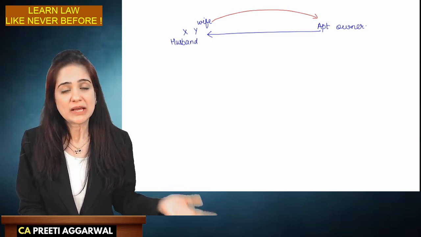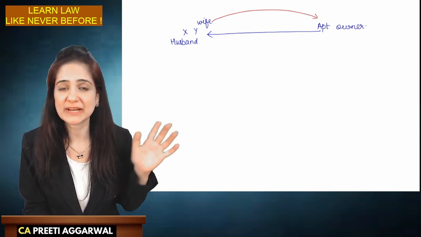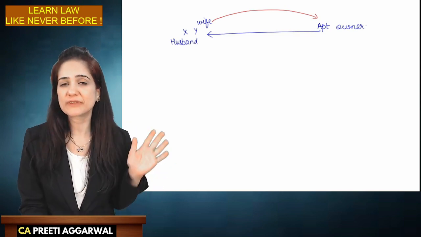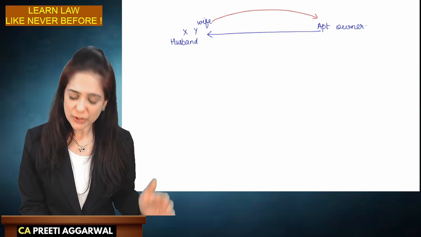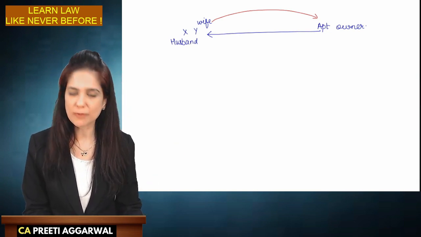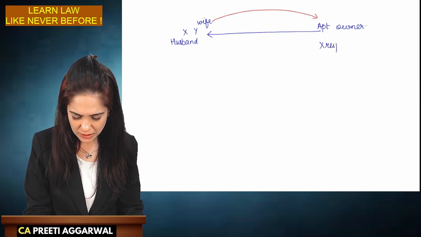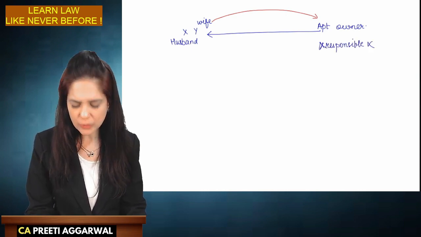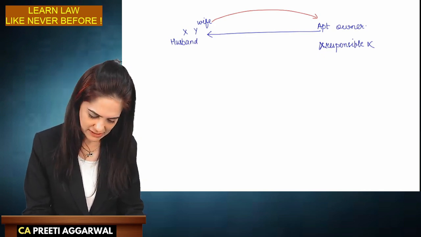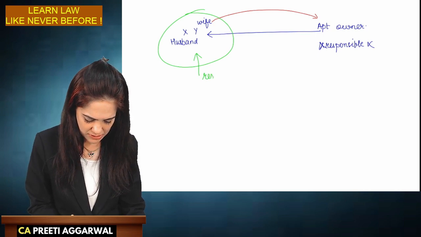Absolutely not. He had properly communicated those terms and conditions at the time of offer that I am not responsible for any loss of luggage due to theft. So in this case, because the terms and conditions were properly communicated, the apartment owner is not responsible. Then who is responsible? X and Y, they shall be responsible.